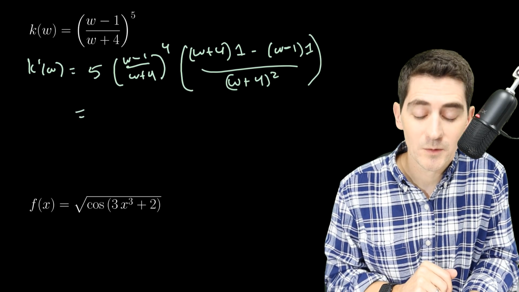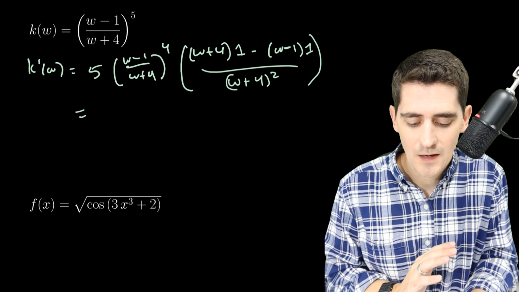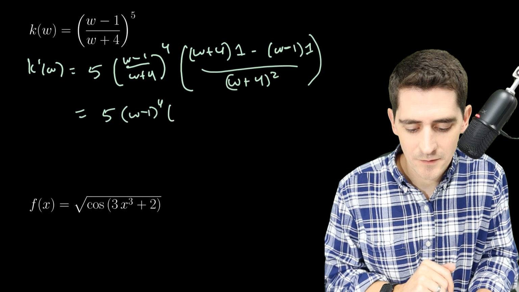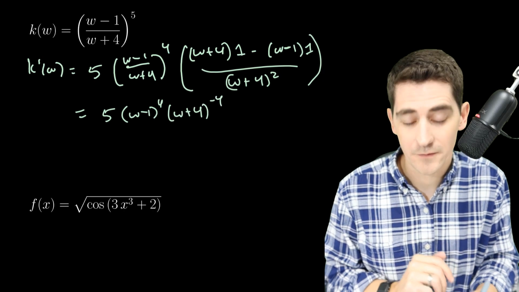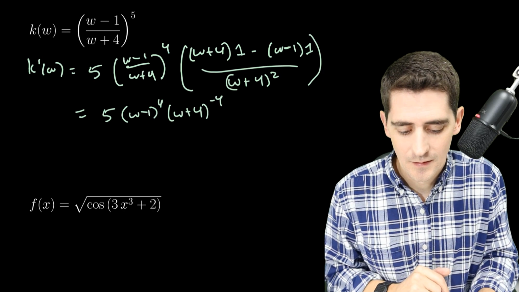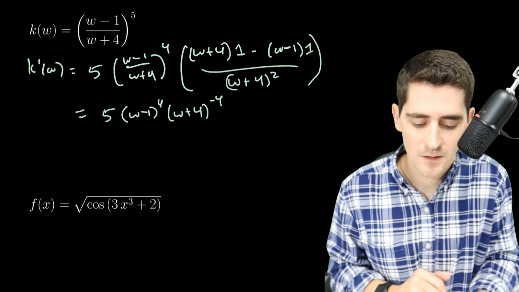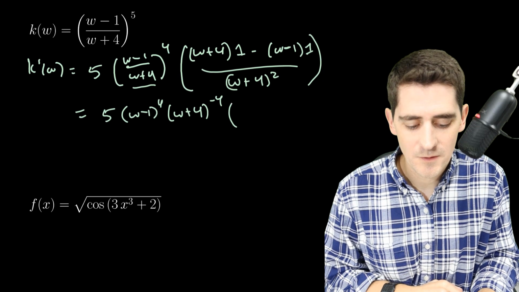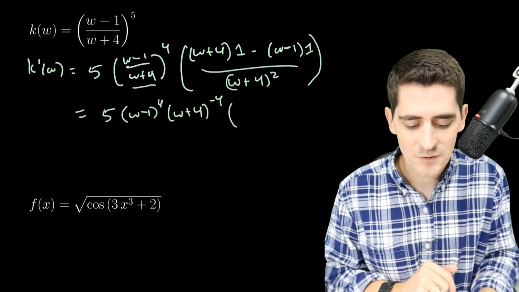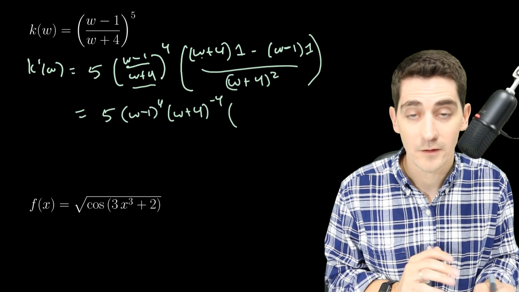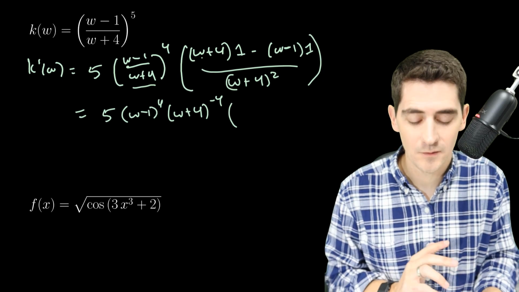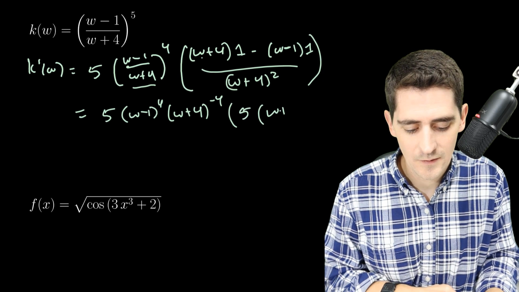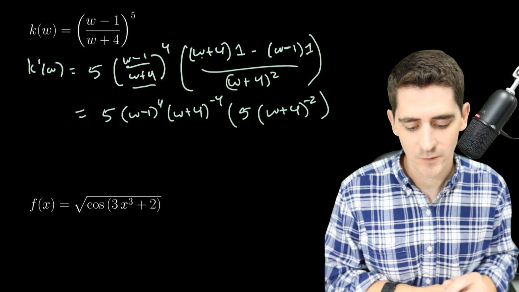Now we could clean this one up a little bit because I want to point out something. So I'm going to break this down like this. I'm going to say 5 times (w minus 1) to the 4th, (w plus 4) to the negative 4th, right? Because I multiplied those together, this is in the denominator here, I have a w plus 4 to the negative 4th power. And then as I distribute here, I distribute to 1. I can subtract, look, w minus w, that goes away. And then I have a 4 minus a negative 1. So I end up with a 5 in the numerator. And in the denominator, I have w plus 4 to the negative 2.